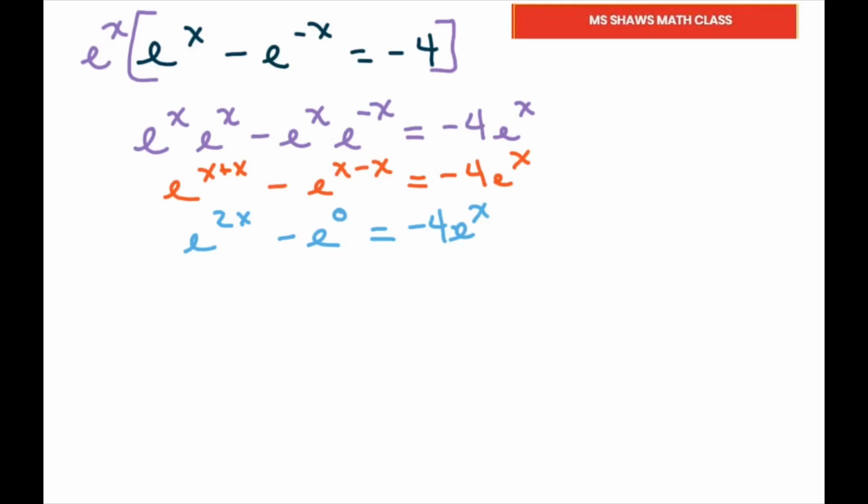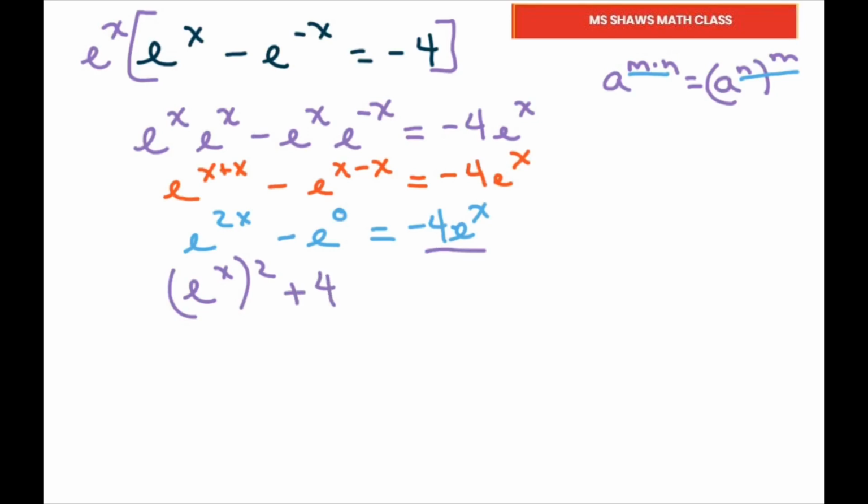Next step, we're going to write this as e to the x squared, just so I can substitute here. Remember, a to the m times n is a to the m, then to the n power. That's your power property. It doesn't matter what order these are in. So I just rewrote that, and now we know, let me move this guy over, so that's going to be plus 4e to the x, and e to the 0 is just 1.